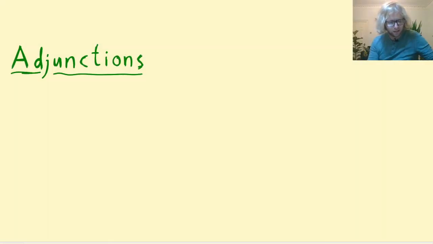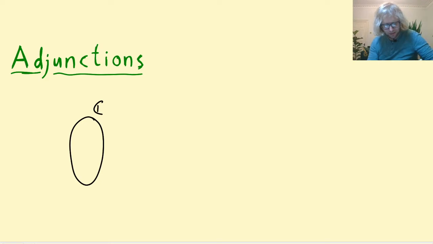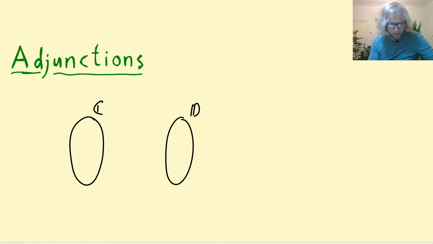Hello! Today we are going to talk about how to translate between different categories. So this is called having an adjunction. So the setup is as follows. I have some category over here. Let's call it C. And I have some category over here. Let's call it D. And I have some way of turning C's into D's. So I have a functor F here.